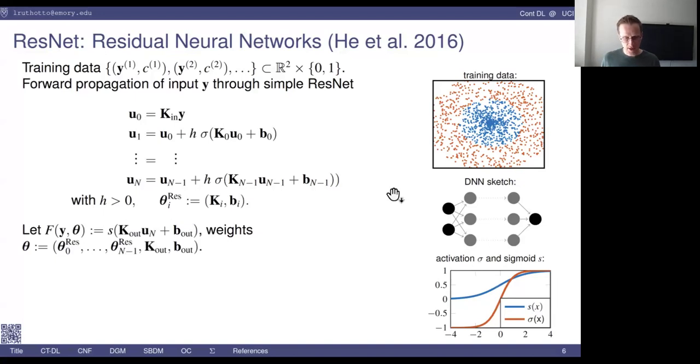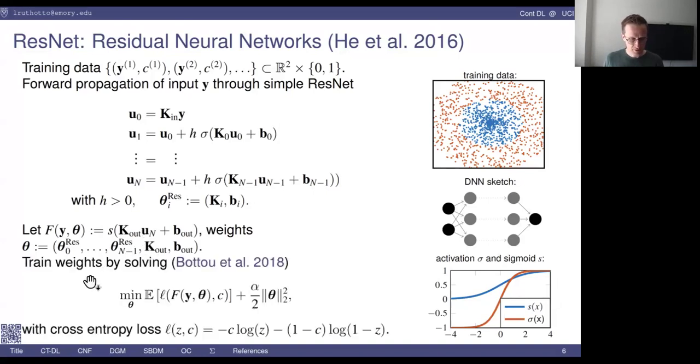In the end, you lump all of these K's and b's into a long vector called theta, and that's your model. The output of the last layer is going to be your model output. Then you train those weights by solving a minimization problem. You have some loss function, in this example cross entropy, with maybe some regularizers. It's a Tikhonov regularizer, which in machine learning is called weight decay for some reason. And then you go. It's a stochastic, high-dimensional problem in general, so you have Monte Carlo integration and so on.